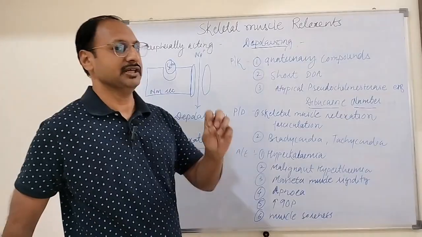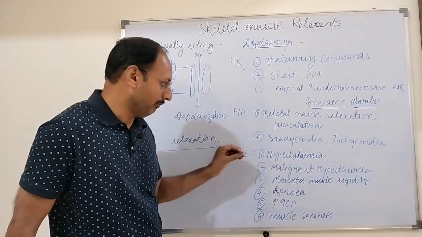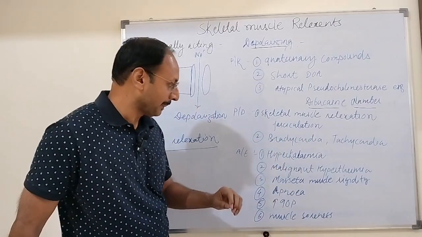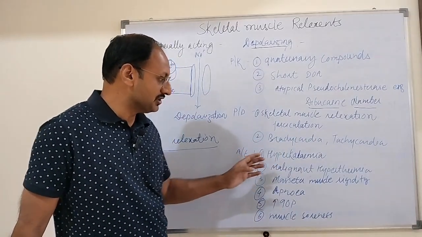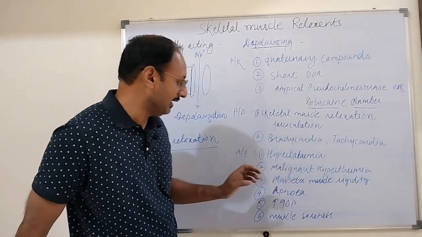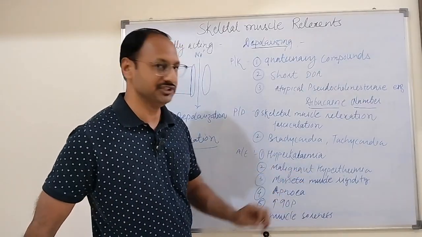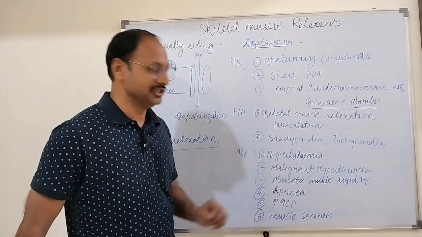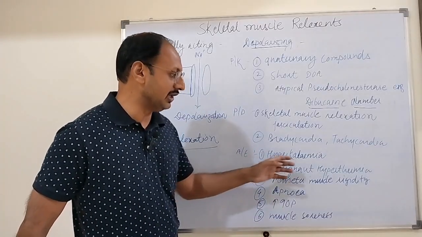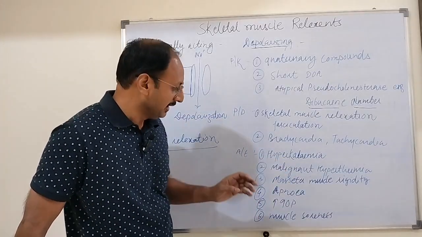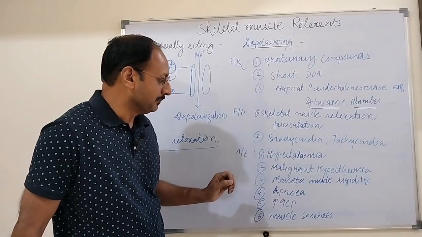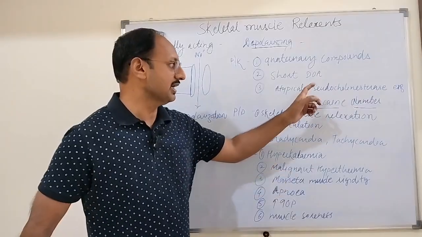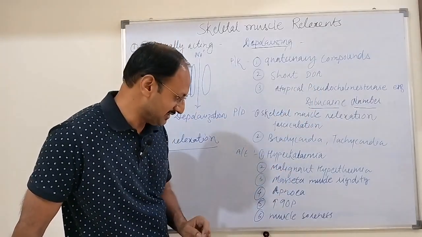Now come to their adverse effects. Succinylcholine is associated with certain adverse effects. Number one, hyperkalemia due to efflux of potassium ion from the cell. Number two is malignant hyperthermia. Number three is masseter muscle rigidity. These both are genetically inherited autosomal dominant conditions. Number four is apnea, and the chances of prolonged apnea are more in presence of atypical pseudocholinesterase enzyme.